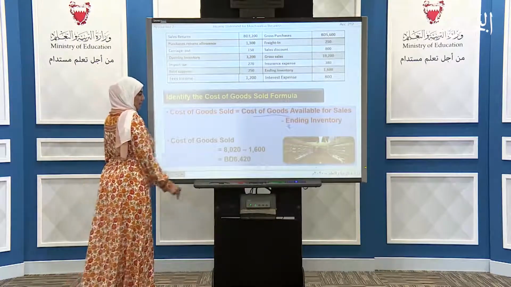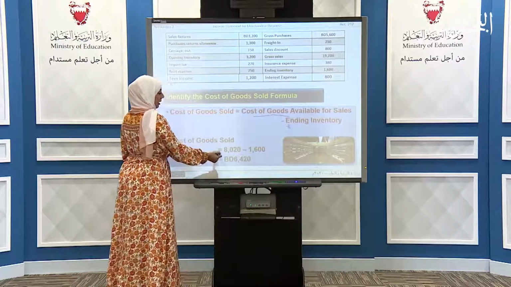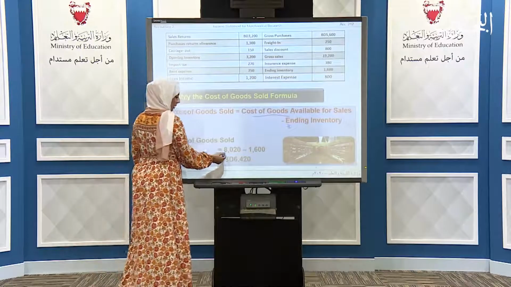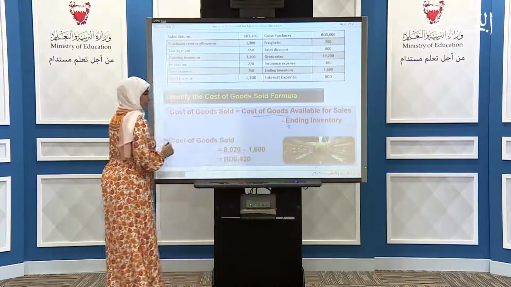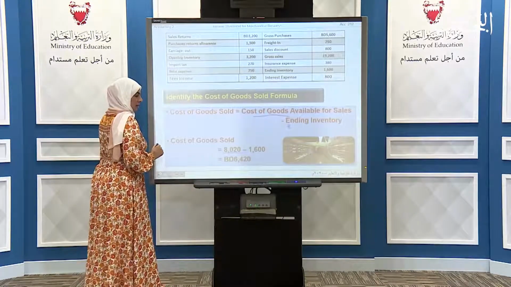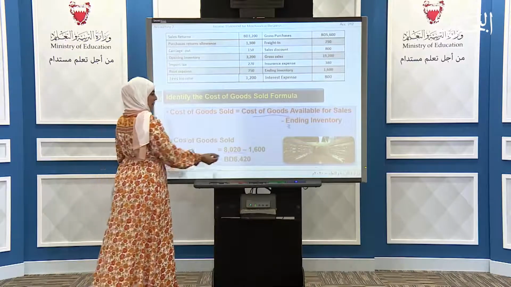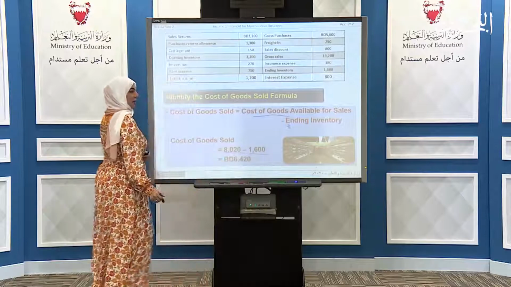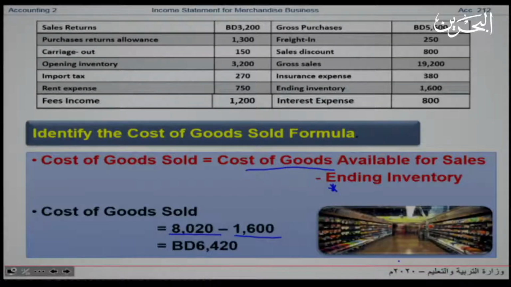Let us apply it on our formula. The cost of goods available for sale, I found before, and the figure of it is 8,020. I will subtract 1,600 from it for the ending inventory, and I will get 6,420 as the cost of goods sold.